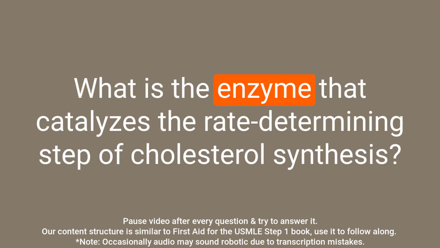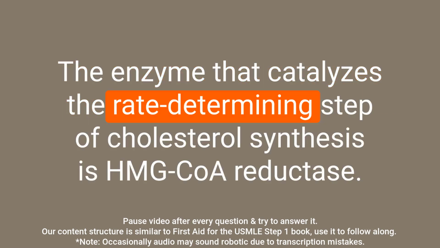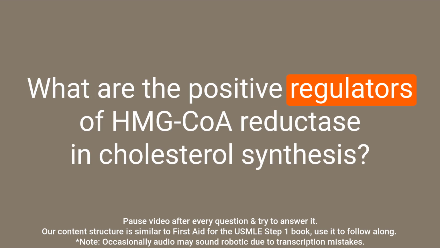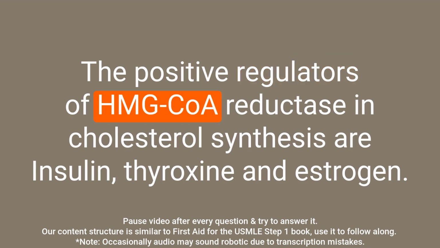Question: what is the enzyme that catalyzes the rate-determining step of cholesterol synthesis? Answer: the enzyme that catalyzes the rate-determining step of cholesterol synthesis is HMG-CoA reductase. Question: what are the positive regulators of HMG-CoA reductase in cholesterol synthesis? Answer: the positive regulators of HMG-CoA reductase in cholesterol synthesis are insulin, thyroxine, and estrogen.